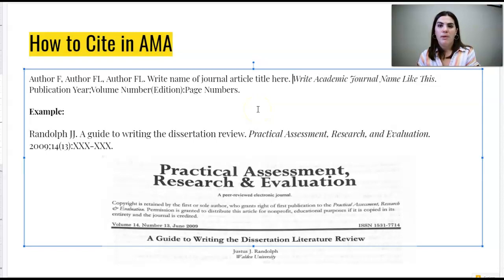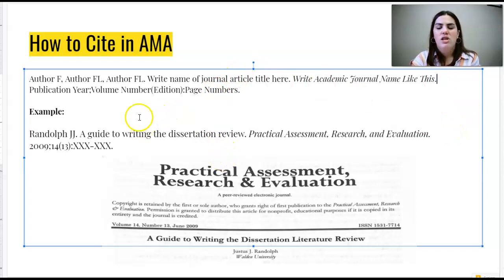And then next is the actual academic journal name. So this is the publication name. So the academic journal name is all capitalized. The first letter of each word is capitalized, and it's written in italics. So that's what you see here. So pretend that the academic journal name is Write Academic Journal Name like this. You see that each word is capitalized, the first letter, and it's italicized and ends with a period.